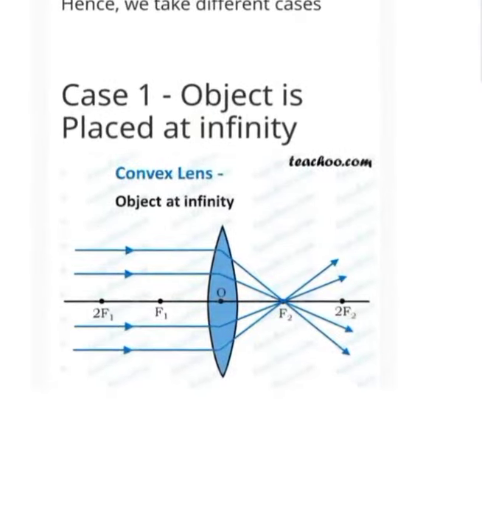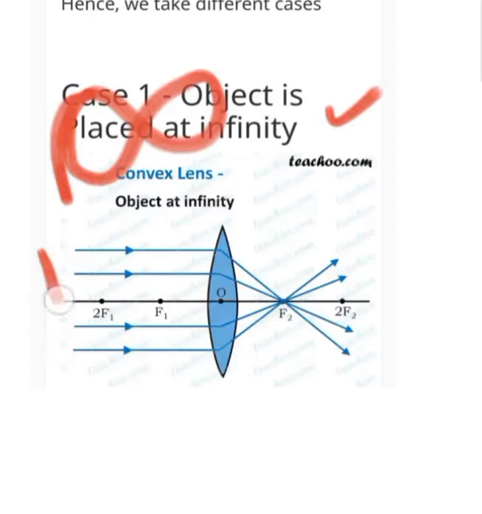Now we have different situations where a convex lens makes an image formation. Let us think that in the first case, this one is the object. The condition is when the object is at infinity. If the object is at infinity, then what will happen?